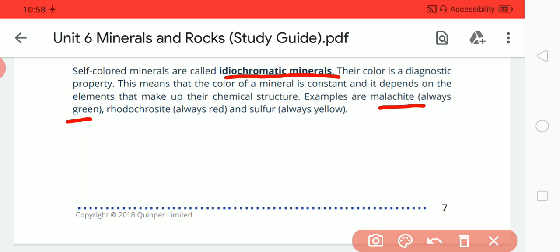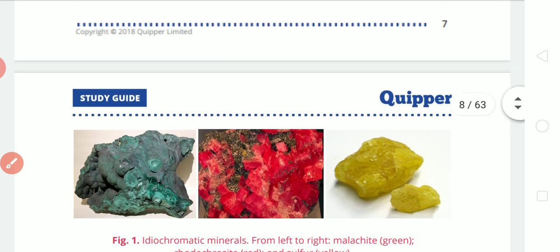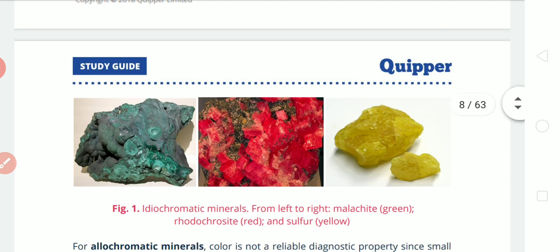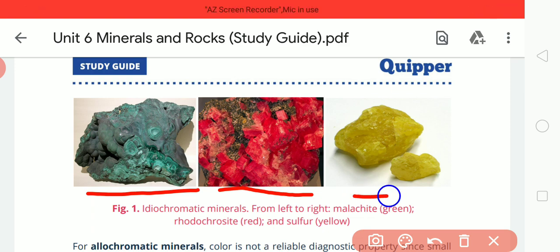Rhodochrosite, always red. And sulfur, always yellow. So, these are examples of idiochromatic minerals: the malachite, the rhodochrosite, and the sulfur. Now, let us proceed. So, ito yung kulay nila. So, yes, this one is the malachite. Ito, tapos ito namang isa, sa center, this is the rhodochrosite. And the yellow one is the sulfur.